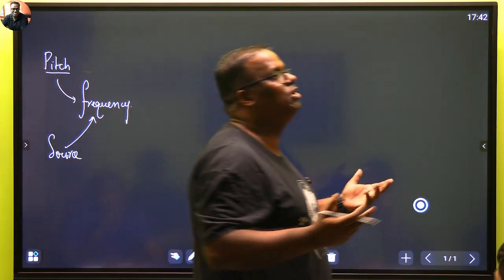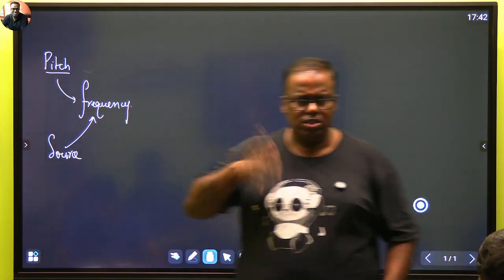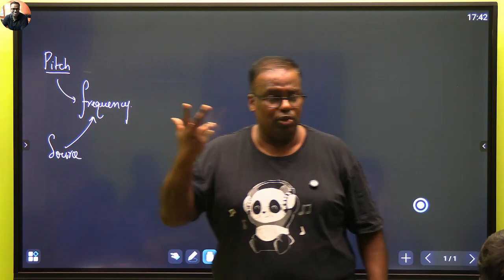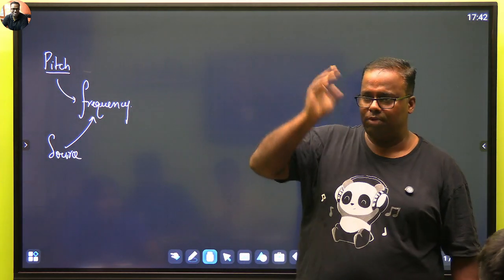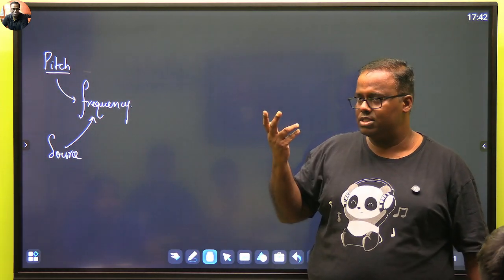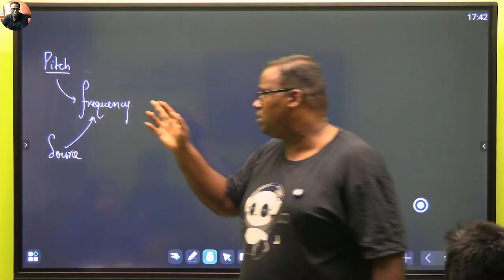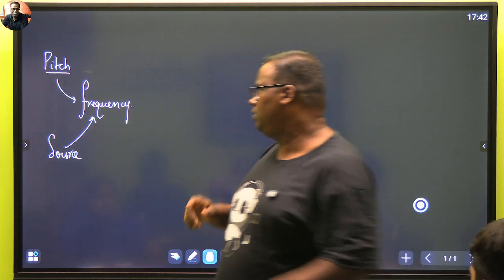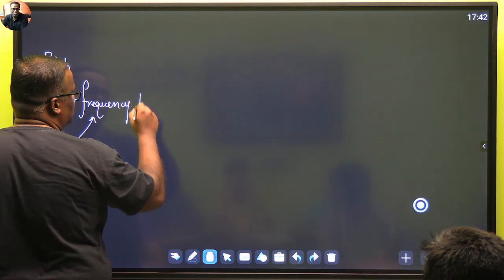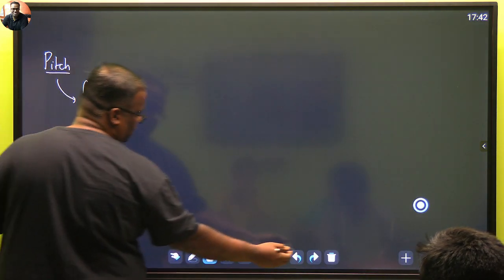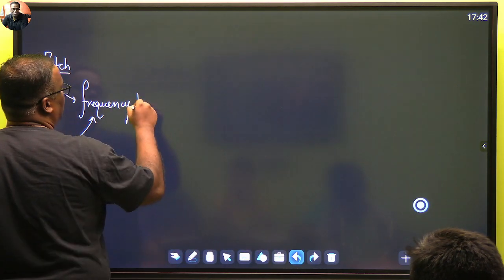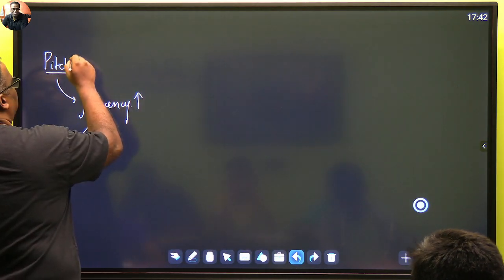What is a frequency? Frequency tells me how many cycles per second. So if the source is vibrating much more faster, the frequency is higher. If the source is vibrating slowly, the frequency is less. So pitch is a parameter of sound which depends upon frequency. Higher the frequency, so if you jack up frequency, the pitch is also set to jack up. Okay. If I increase frequency, pitch भी ज़्यादा हो जाता है.